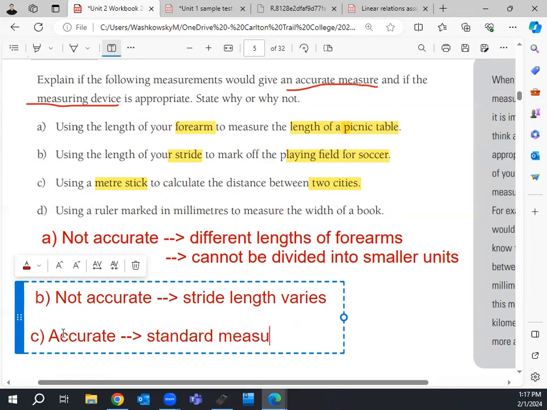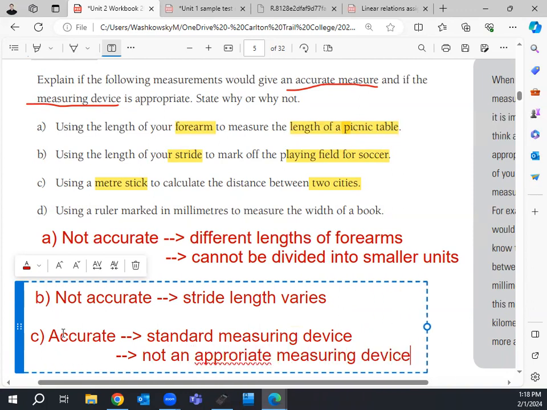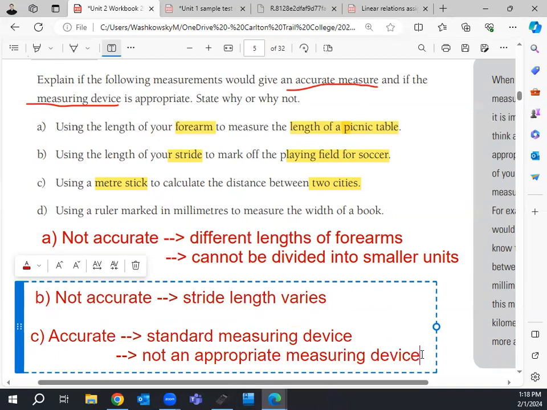Because it's a standard measuring device. This is something all across the board. Your stride length, your forearms, those differ from person to person. The meter stick that I have in my classroom is going to be the same as the meter stick in every other classroom, right? It's a standard measuring device. So yes, it's accurate, but it is not an appropriate measuring device. So you can have something that's accurate, but that isn't very appropriate.